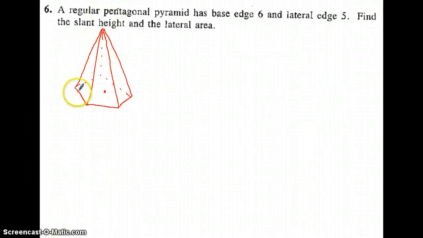All right, regular pentagonal pyramid has base edge 6. And a lateral edge is this thing here, which really isn't good for much. It's good for finding other things, but lateral edge is never really in a formula. We either use slant height or we use height of the pyramid. It says find slant height and find lateral area. Well, once I have slant height, this will be easy. Because lateral area is just going to be half PL. Once I know L, it's not too bad.